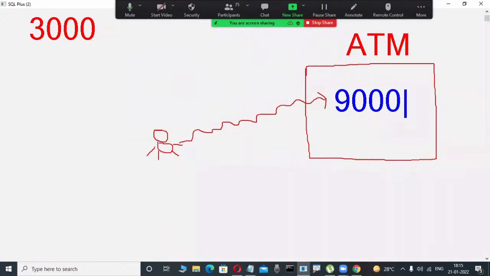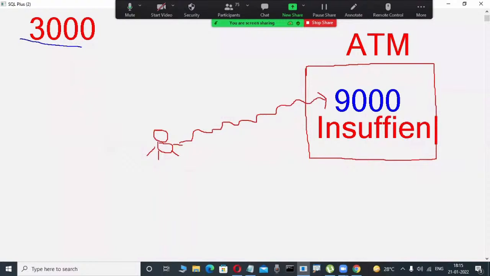No. Here my balance is 3,000, but how can I get it? Okay, so 9,000 rupees is impossible. In this case, it will give a message. You are observing on your ATM machines, maybe some message will be displayed, such as insufficient funds. Because here your balance is low, 3,000, but you are trying to retrieve more than 3,000, that is 9,000, 8,000, 7,000 like that.